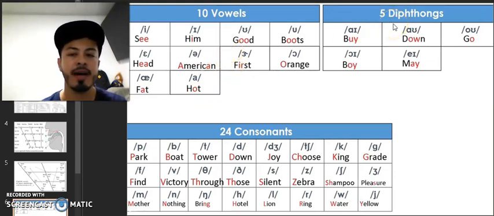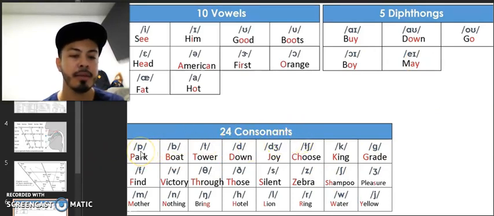Now let's continue with the 5 diphthongs. We got I, by, ow. It's not "oo", but "ow", because this sound is not an "oo", down, o, go, oi, boy, a, may. Now let's continue with the 24 sound consonants.